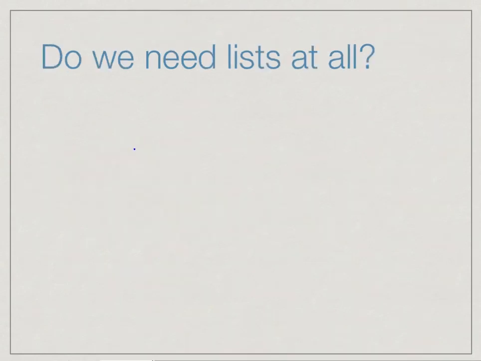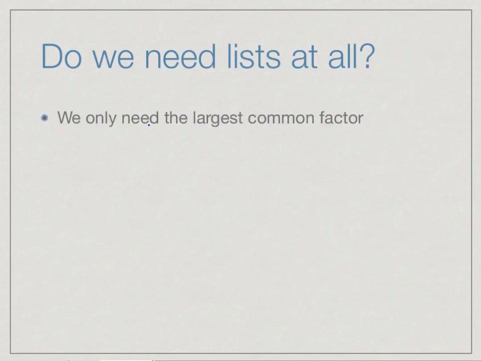So having done this, maybe we can simplify things further. Do we need a list of common factors at all? Remember that we only need the largest common factor. We observe that there will always be at least one common factor, namely 1. So the notion of the largest common factor will always be well defined for any pair m and n.